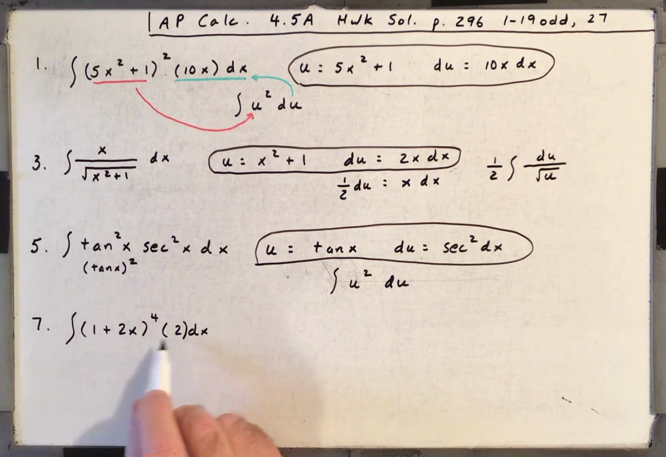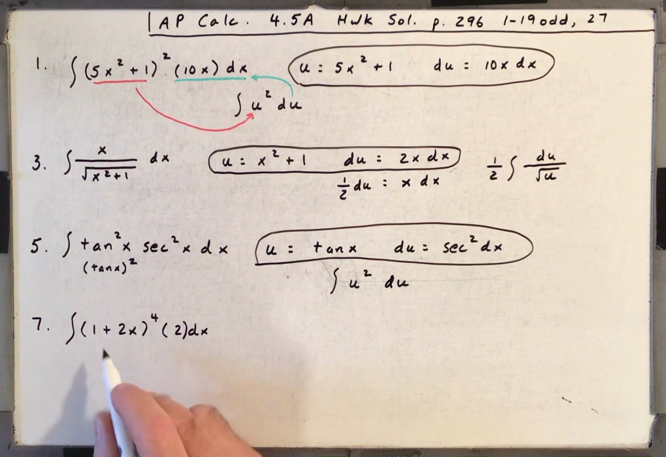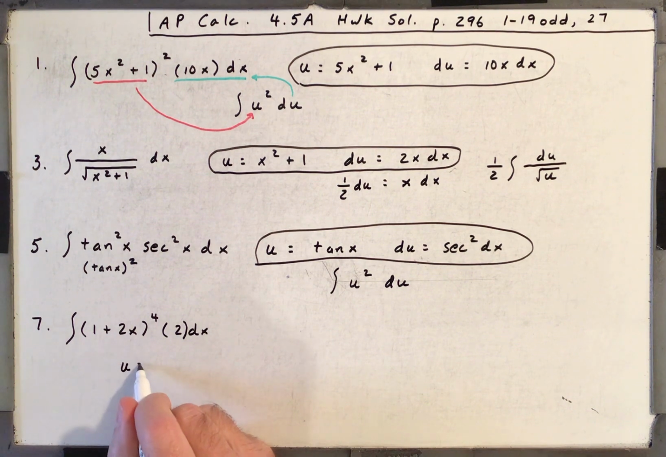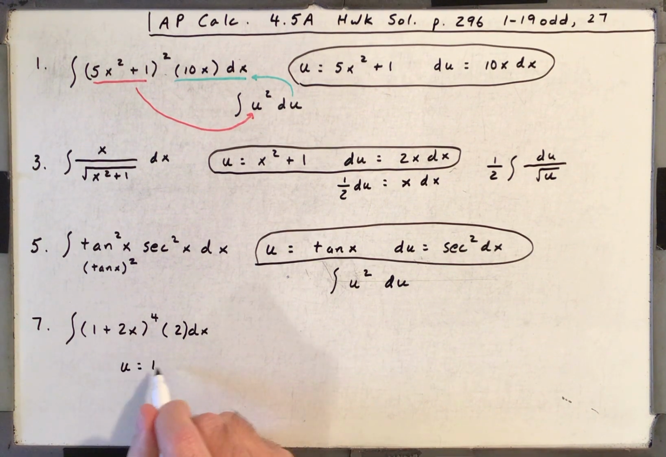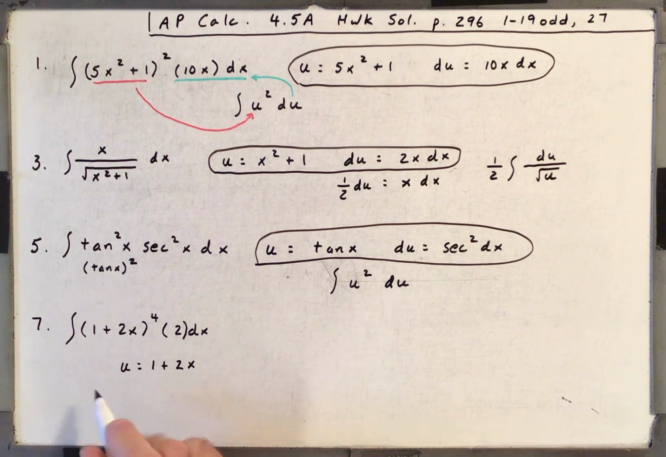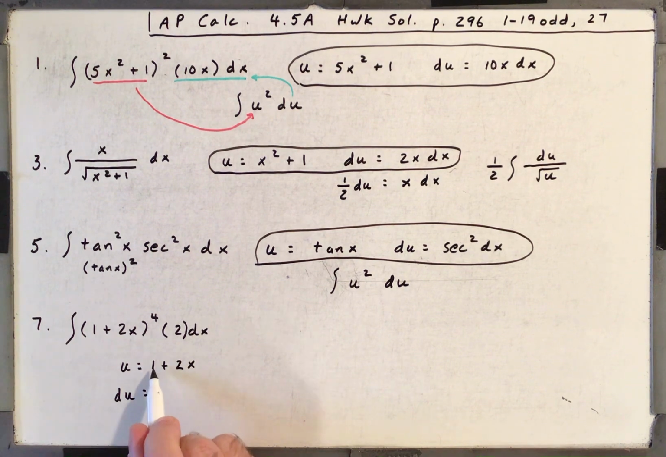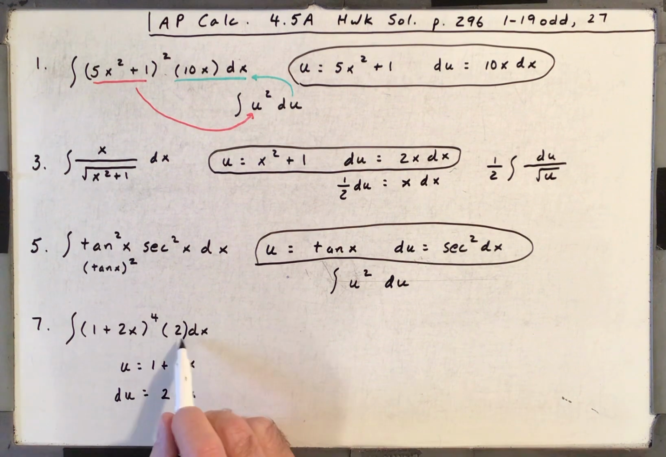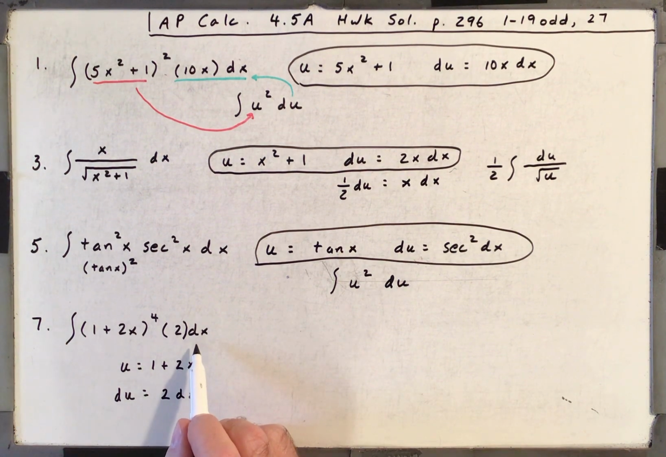Okay, for number 7, we're actually integrating these, not just finding u and du. So u, what makes most sense is 1 plus 2x. du, if you take the derivative of 1 plus 2x, the derivative of 1 is 0, the derivative of 2x is 2, then dx. And that's sitting in the problem. du is just sitting in there. We don't have to adjust at all.